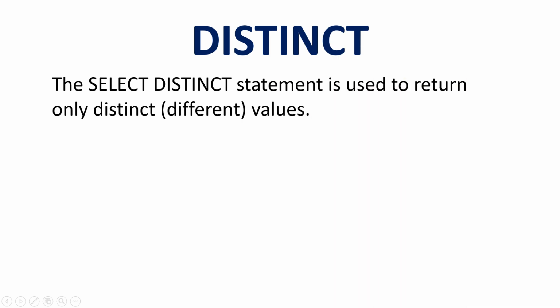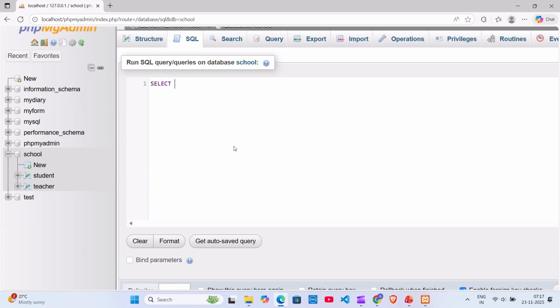Now let's start with select queries. Select queries are very much versatile. Starting with the distinct keyword. The select distinct statement is used to return only distinct, different values. Let's implement it, but before that, first we will check whether all the values in the tables are inserted properly or not.